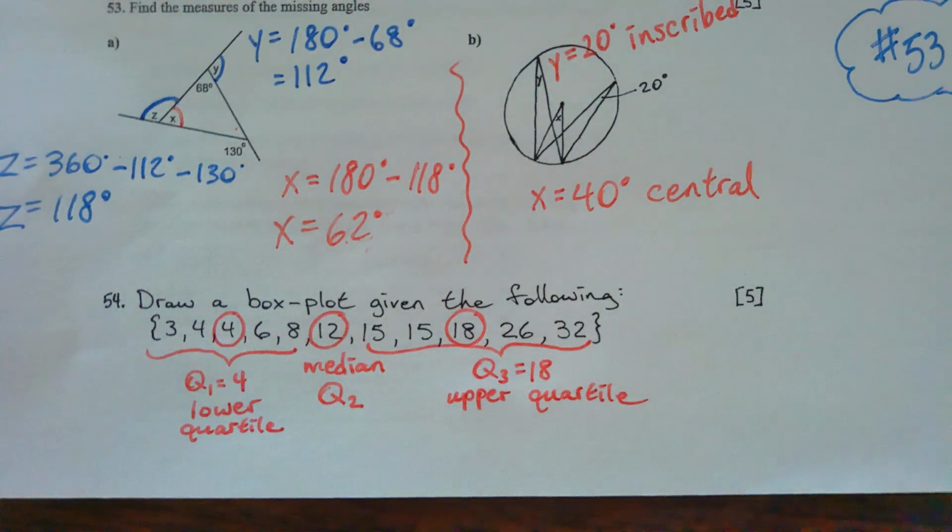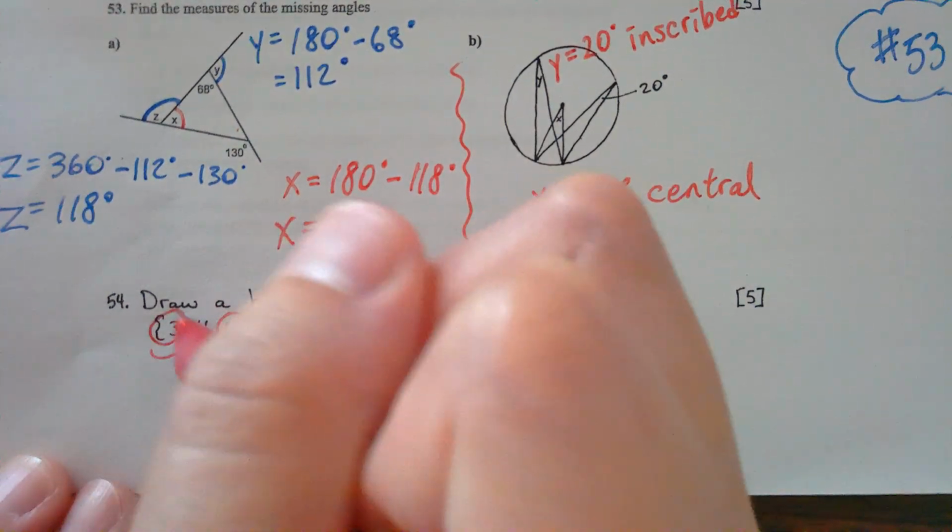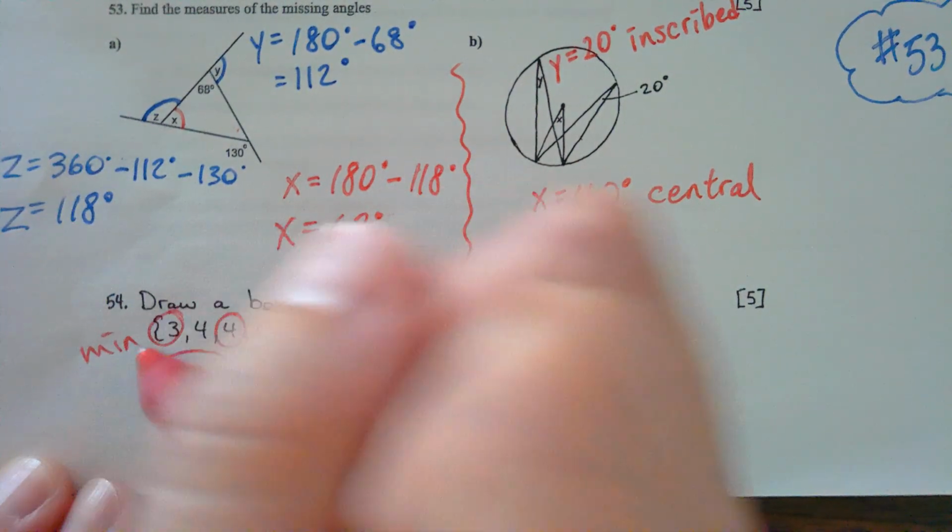Okay, what are my other two numbers? I need 5 numbers to draw my box. Min and max.